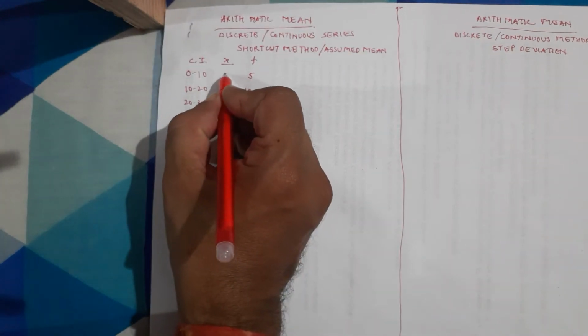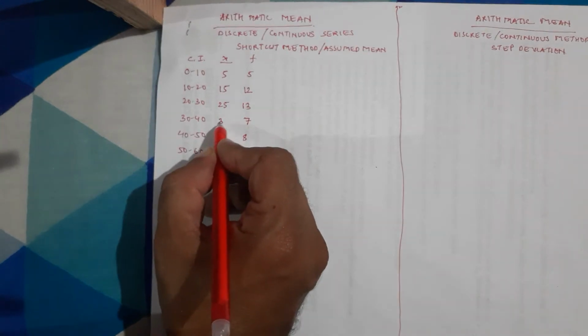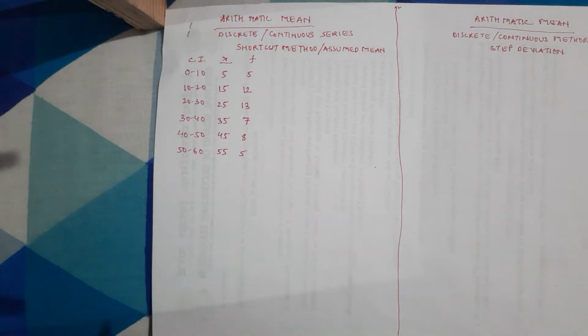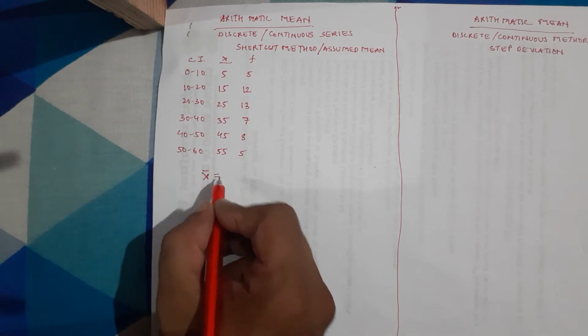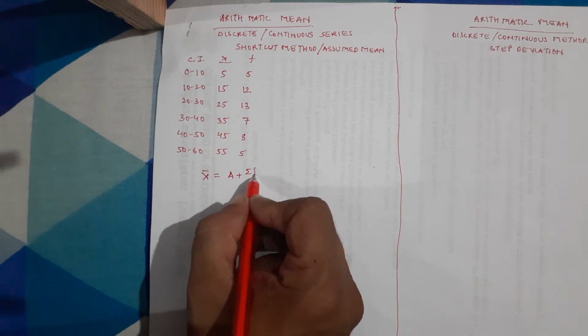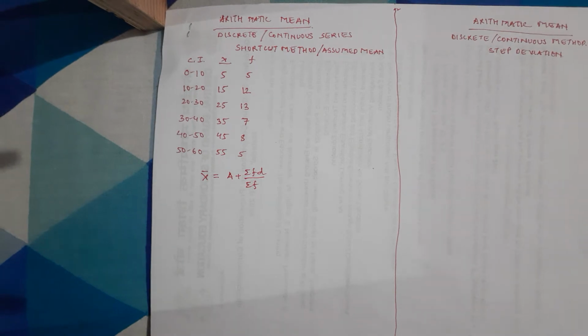So here we will first find the mid value of the class intervals. So it will be 5, 15, 25, 35, 45, 55. And the formula for the shortcut method of finding the mean, denoted as x bar, is a plus summation fd upon summation f. This is the formula for arithmetic mean through the shortcut method or assumed mean method.